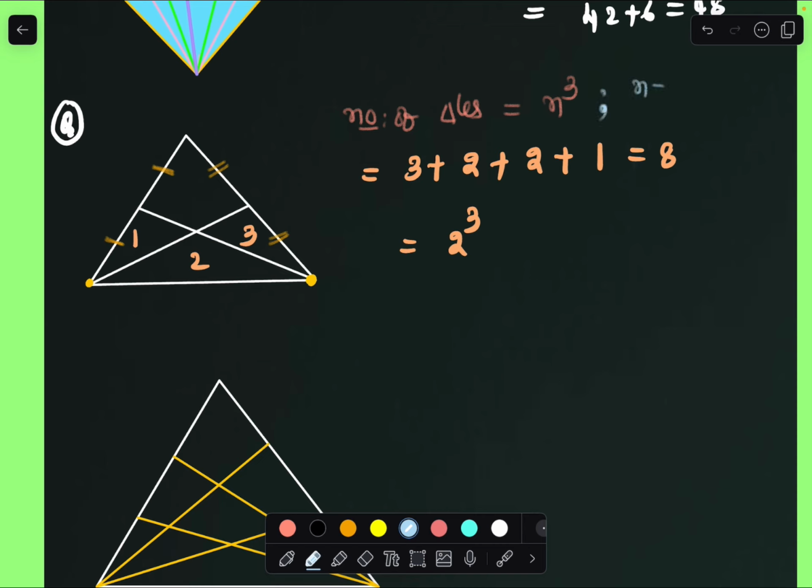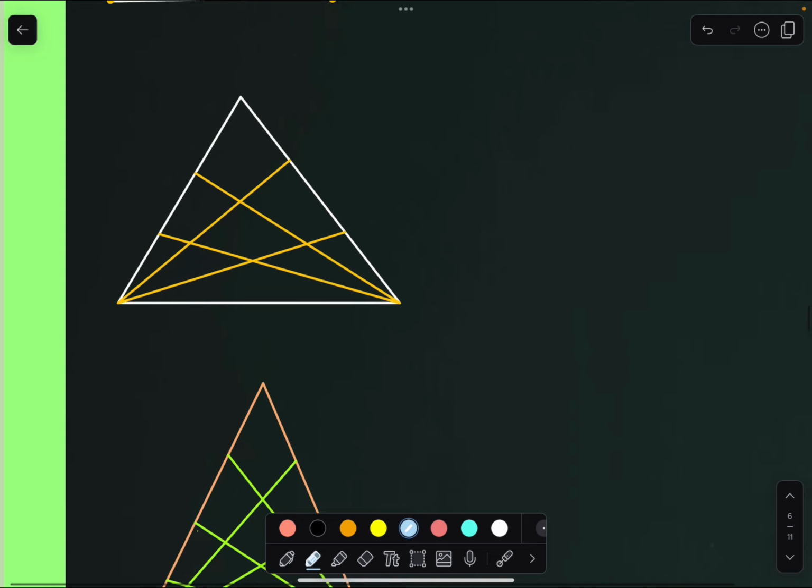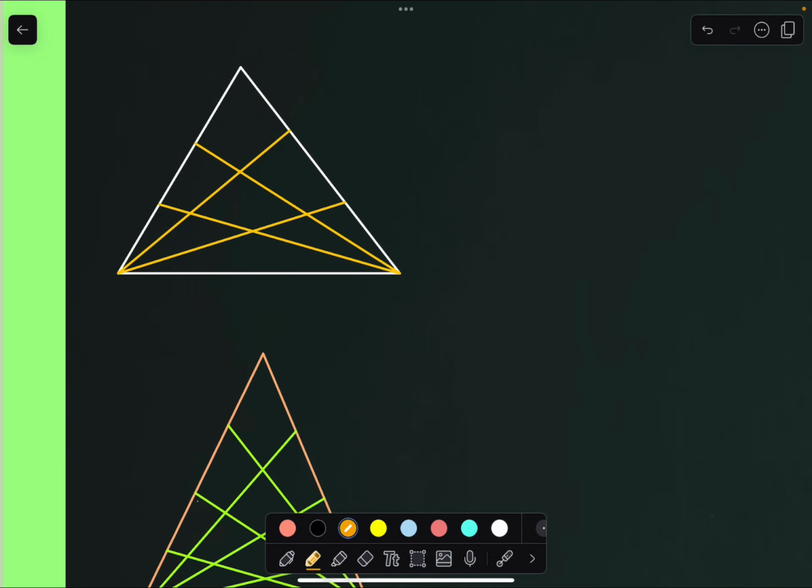Clear? So n is the number of portions the base got divided into on the two sides, right? Number of portions the base is divided into, in each side. In such a case we'll use this formula. So the base got divided into two parts, we'll get two cube triangles. And the same technique we can use here.